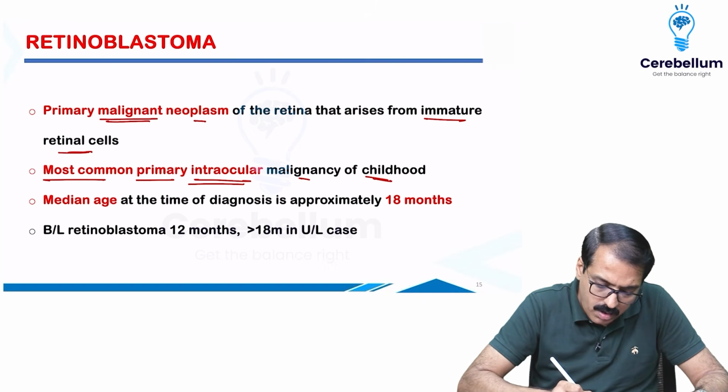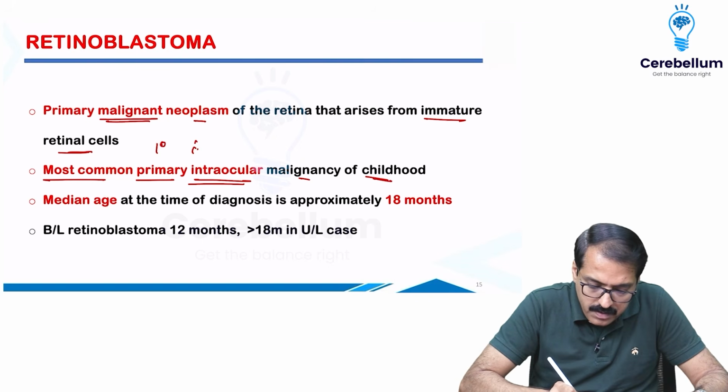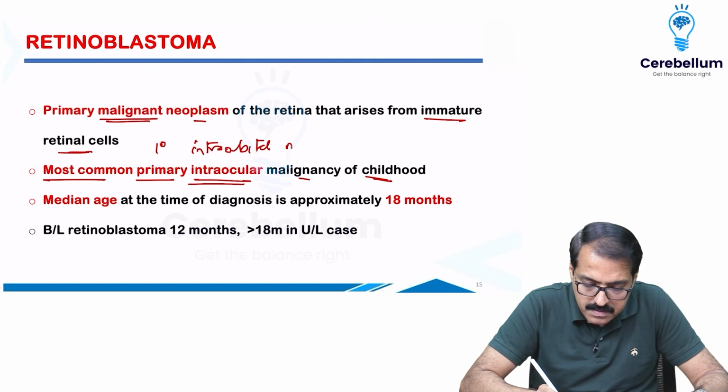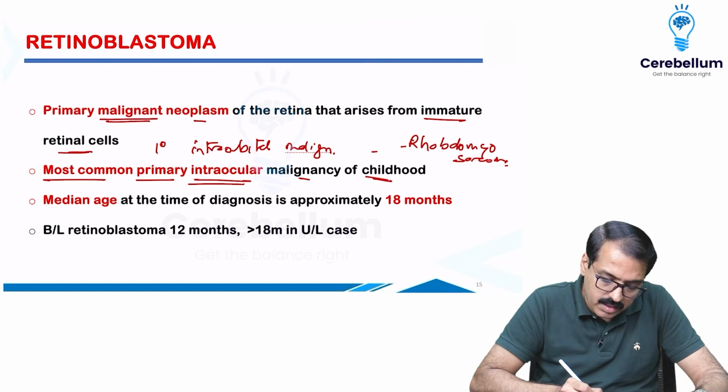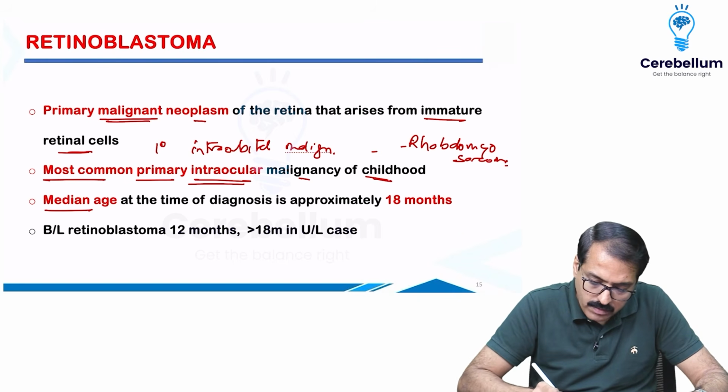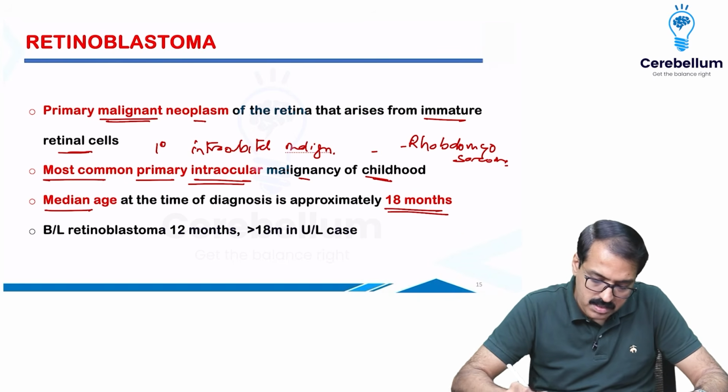If we talk about the most common primary intraorbital malignancy of childhood, then it is rhabdomyosarcoma. Rhabdomyosarcoma. Okay. The median age of presentation of retinoblastoma is approximately 18 months.